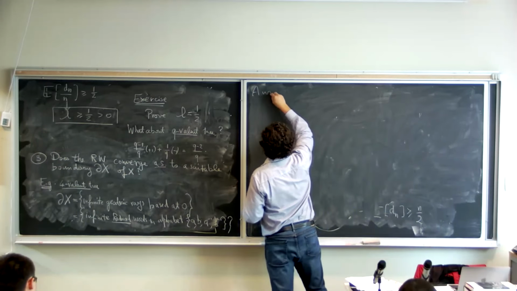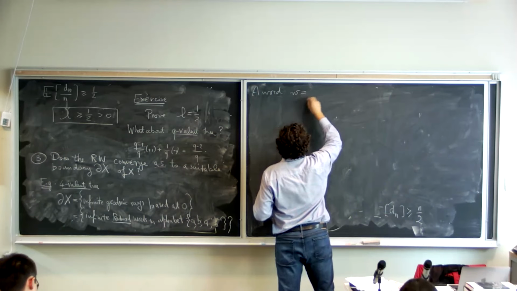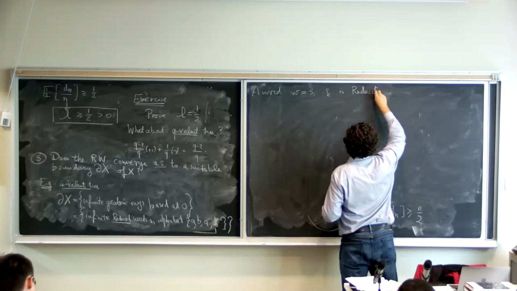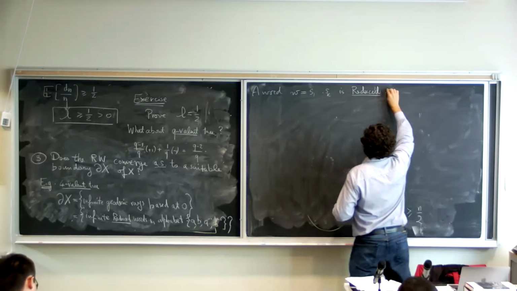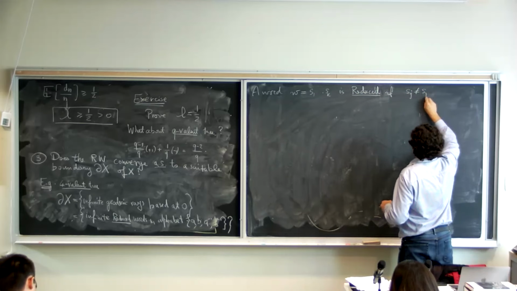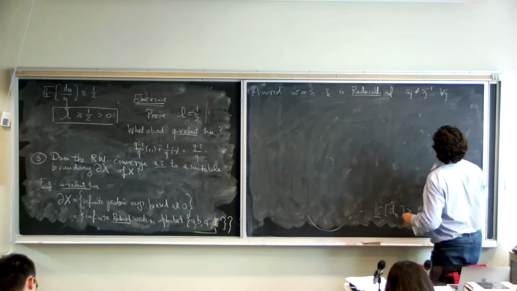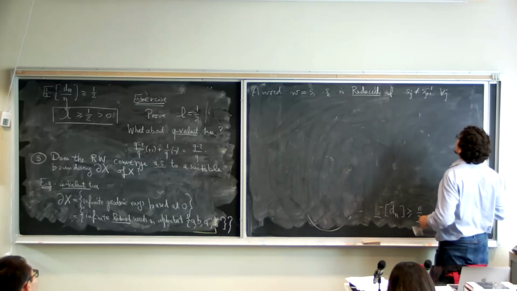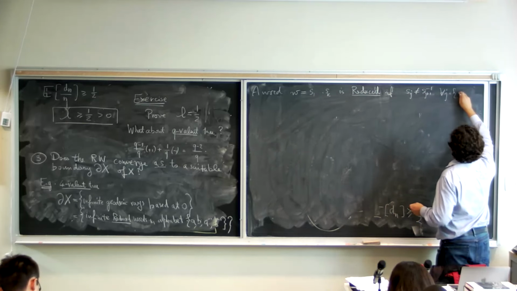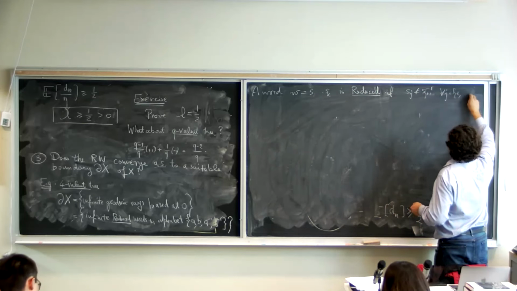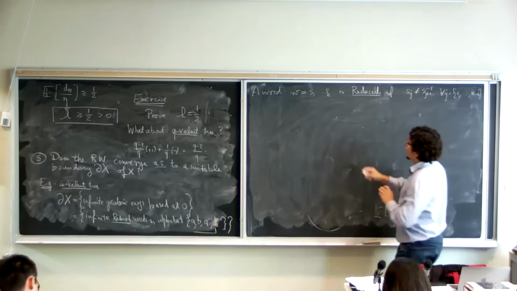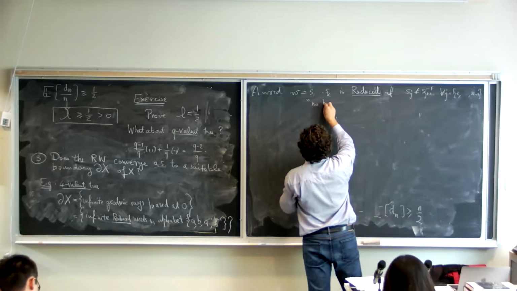So a word W equals s_1 through s_k is reduced if s_j is different from s_{j+1} inverse for every j from, say, 1 to k minus 1. So this corresponds to no backtracking.